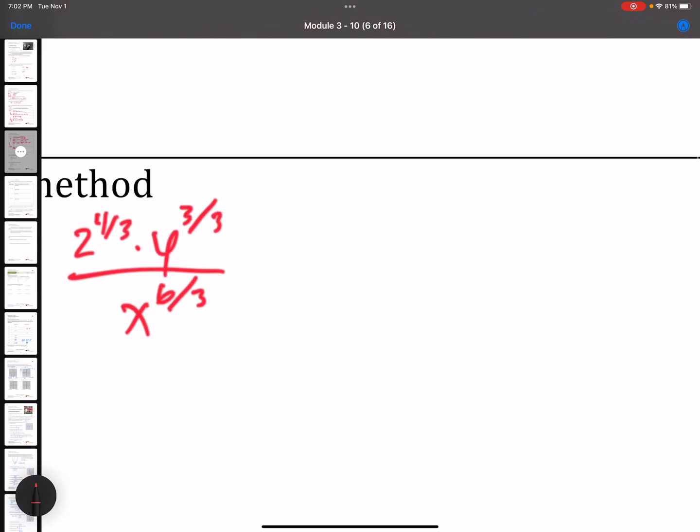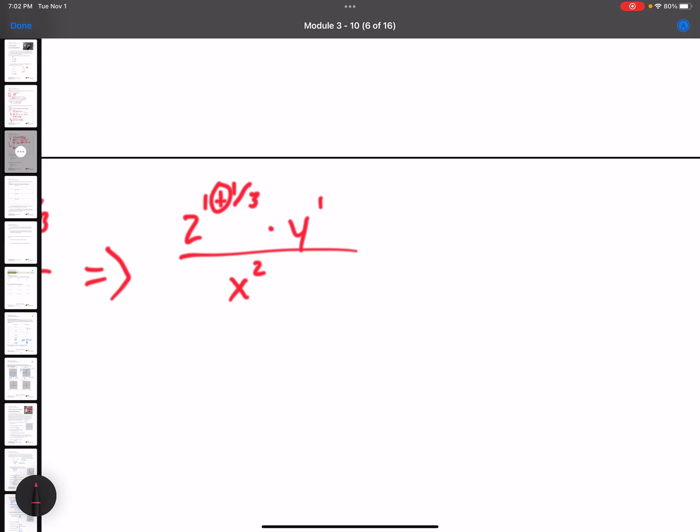And now I need to take these improper fractions and make them mixed numbers, and I need to take anything that can be just divided out and simplify that. So I've got 2 to the 1 and 1/3, or 1 plus 1/3, not 1/2, times y to the 3 over 3 is just 1, over x to the 6 over 3 is just 2. Now, because I have addition in the exponent, I can use multiplication for the bases. So I've got 2 to the 1st times 2 to the 1/3 power times y all over x squared.